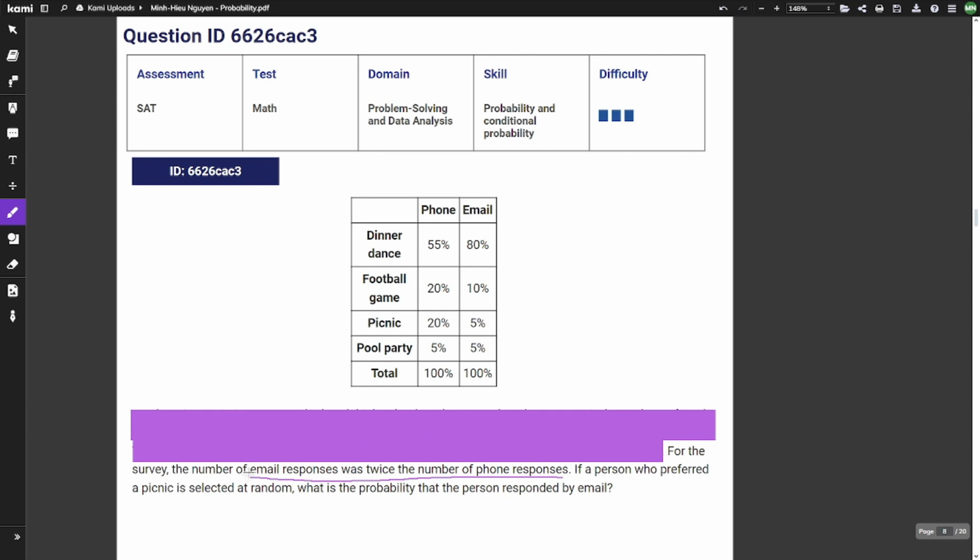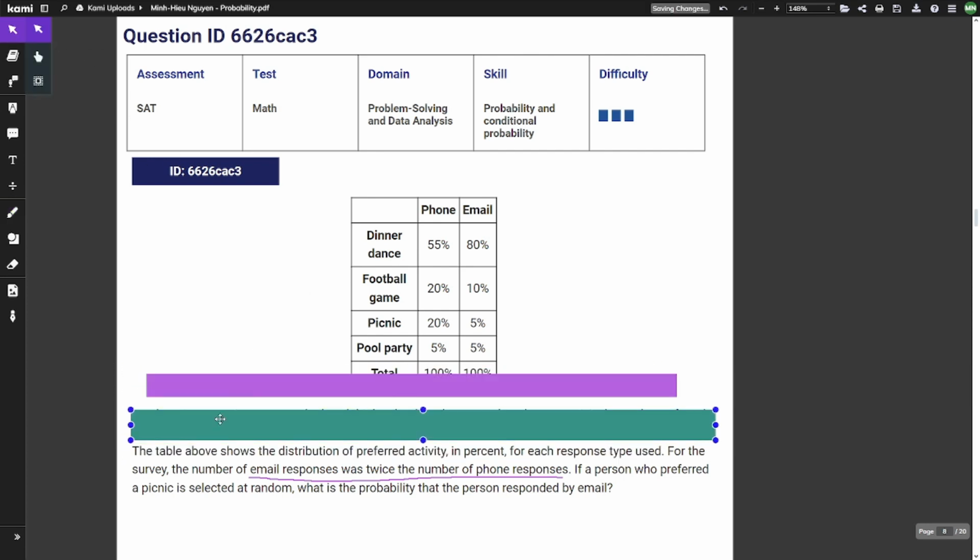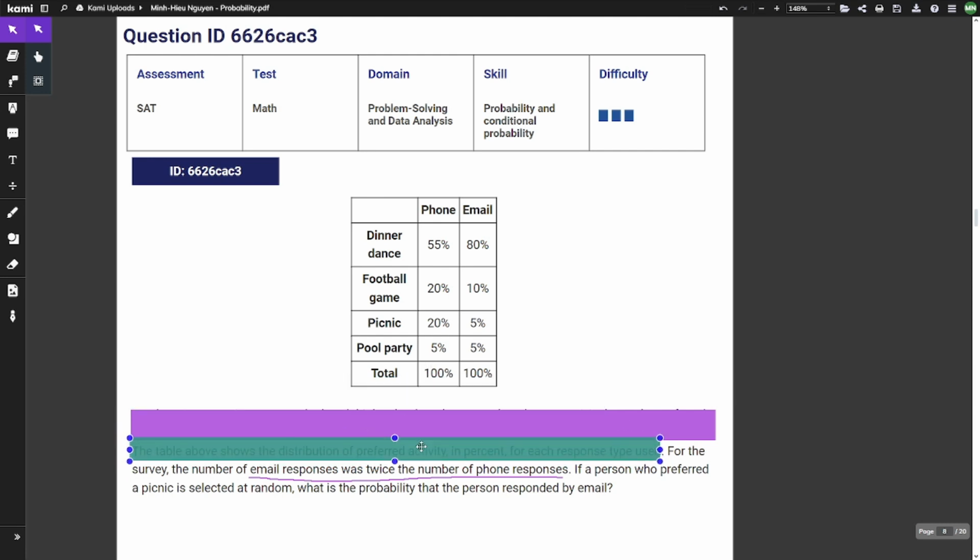The first thing is that the number of email responses was twice the number of phone responses. Now, had you not been paying close attention, you might have accidentally gotten rid of this. So, whenever you're choosing things to get rid of, I think anything before the table above shows or this detail shows or whatever, that's where you can get rid of things, but after that, just stop. All this means here is that we're gonna multiply all of our email percentages by 2.